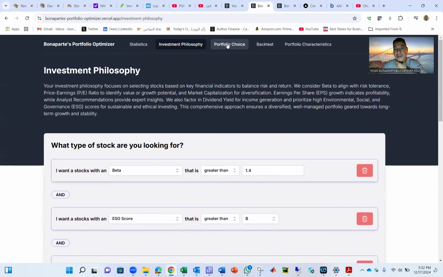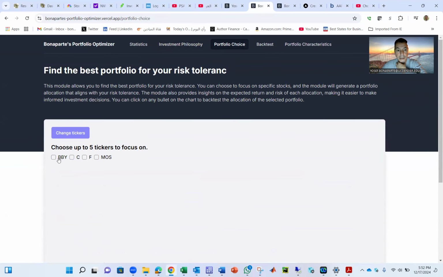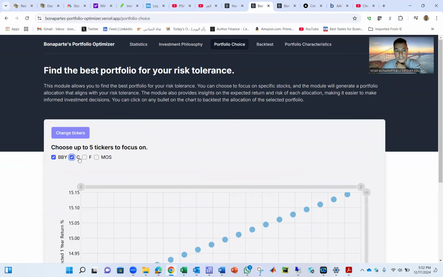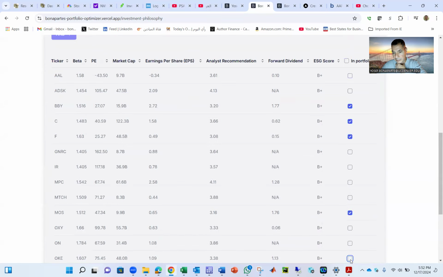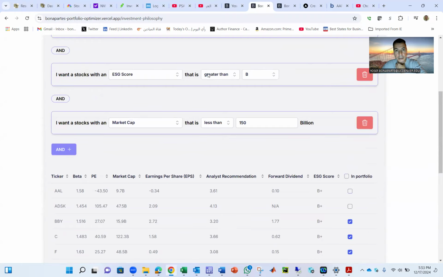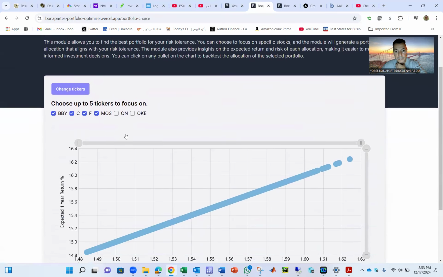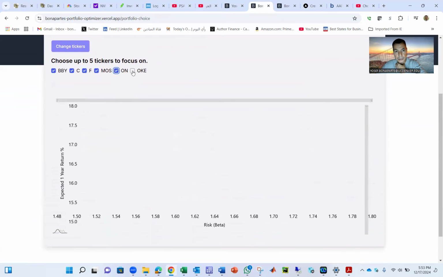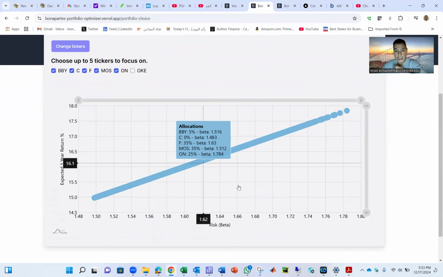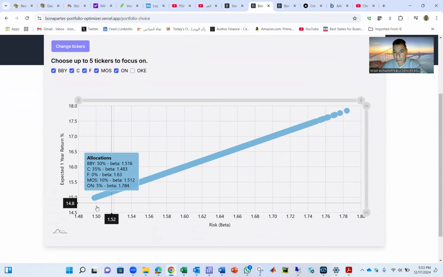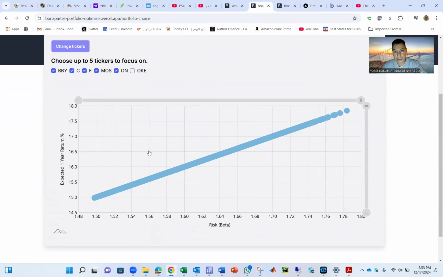Once you choose the four, the next step is portfolio choice. Are you ready to choose these four? If you choose more, then you have more. If you do this, good. You cannot take more than four. Again, it's up to four. Then you have a risk and return. The more risk you take, the more expected return.